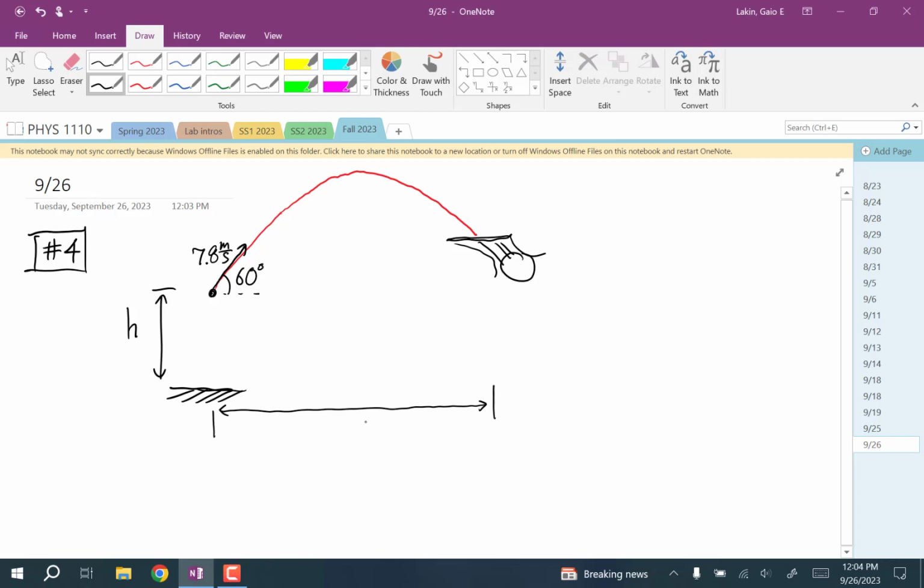And, oh, I do have a calculator. Yay. Oh, but this one's out of batteries.